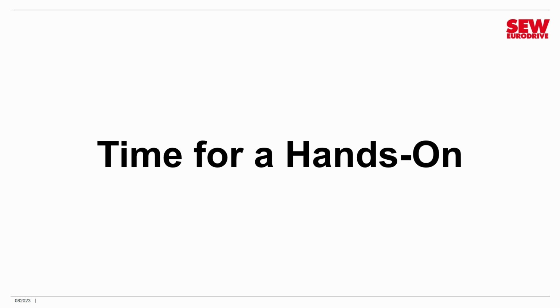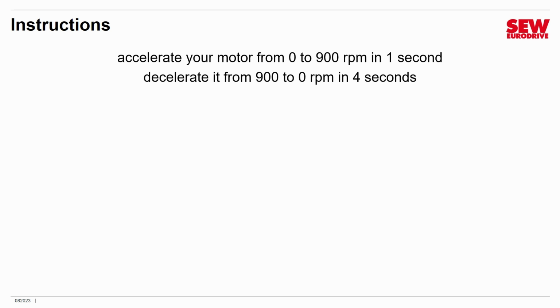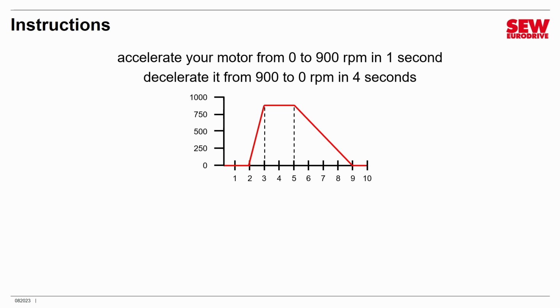So here's what I'd like you to do. I'd like you to take your motor and accelerate it from 0 to 900 RPM in 1 second, and then decelerate it from 900 RPM to 0 RPM in 4 seconds. So something like this if you graphed it out. 1 second for that up ramp, 4 seconds for the down ramp. And your speed change will go between 0 and 900 RPM or 900 RPM and 0 RPM.